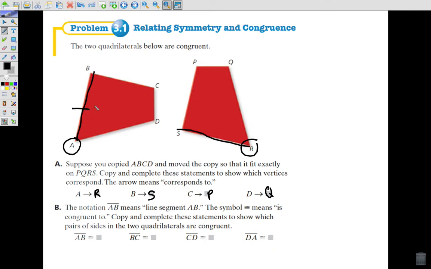So I can do this, right? They are the same. RS with a little line. BC is going to go to SP. CD is going to go right up here, 3 of them, to PQ. And then my last one, DA, is going to go with QR. So there are the answers to the warm-up.